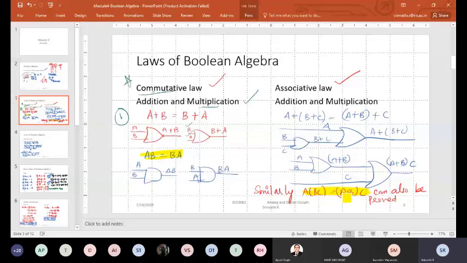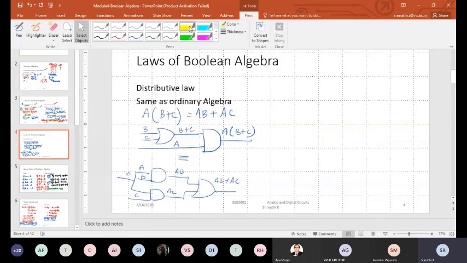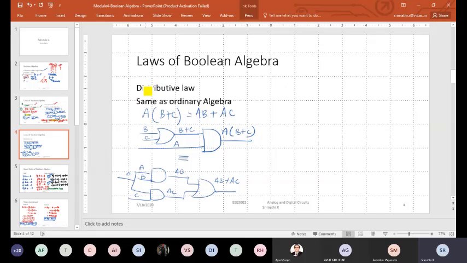Similarly, for multiplication, A into BC is also equal to AB into C. This can also be proved by using this logic gate combination. The next law is the distributive law.